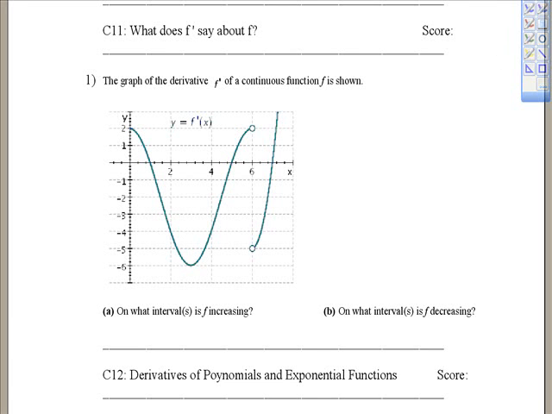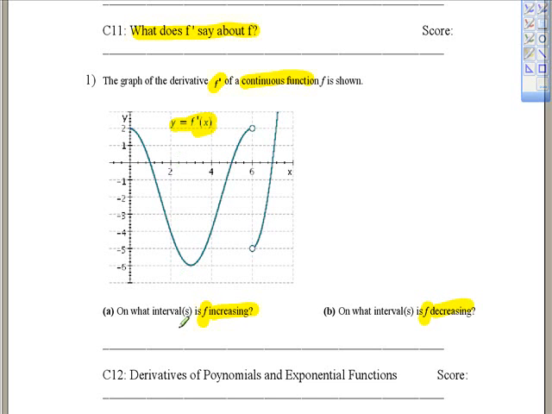Concept exam number 8, topics 11 through 15. This topic: what does f prime say about f? The graph of the derivative f prime of a continuous function is shown. The two questions: on what intervals is f increasing, and on what intervals is f decreasing? Even though we're looking at f prime, we need to think this through a little bit.